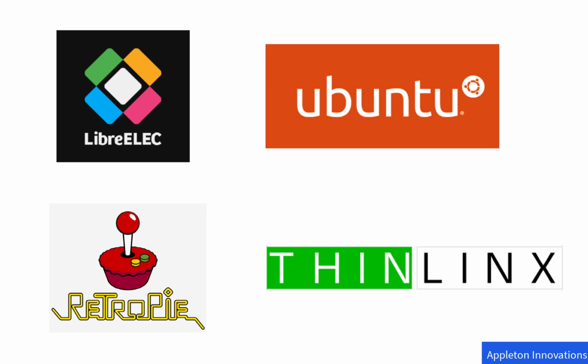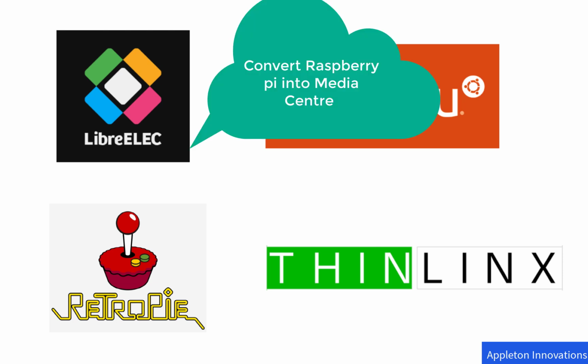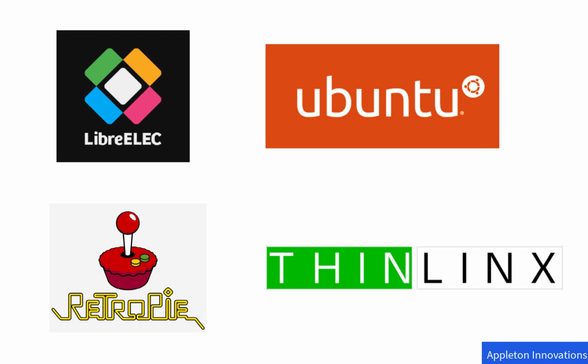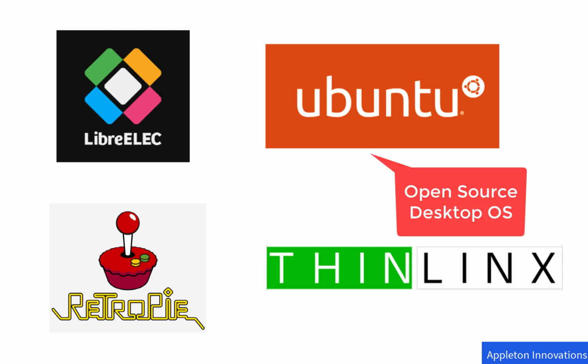Here you can see the LibreELEC operating system. This provides an operating system for Raspberry Pi. We can use this operating system to convert Raspberry Pi into a media center. And Ubuntu is also offering an operating system for Raspberry Pi. This Ubuntu operating system is an open source desktop operating system that is being widely used around the world, complete with all essential applications for home, school and work.